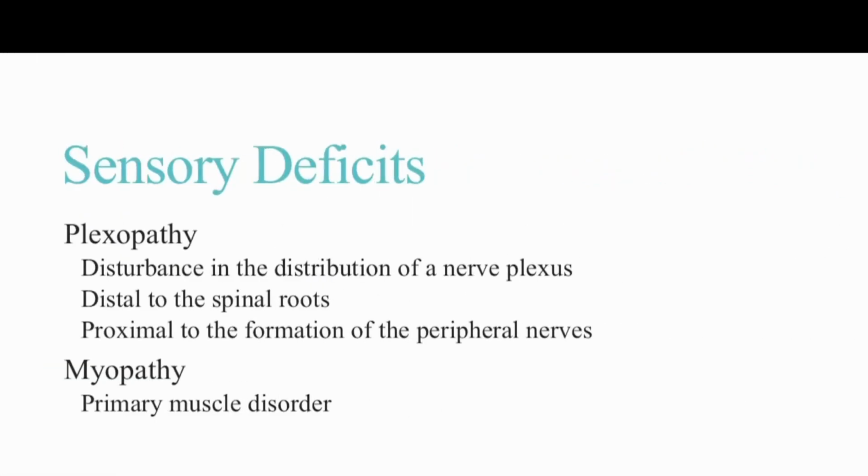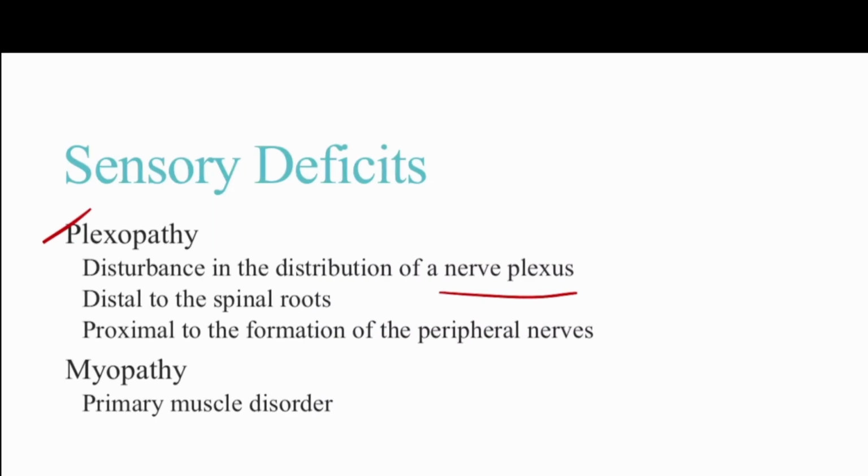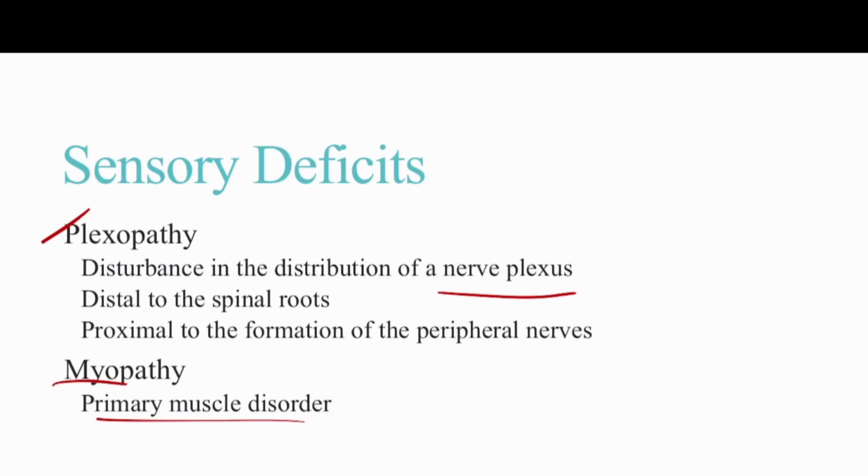Other sensory deficits: a plexopathy. This has to do with a nerve plexus. Your brachial plexus has a lot of nerves in that one little area. If you're messing up a bunch of them, it's called a plexopathy. A myopathy is just a primary muscle disorder.